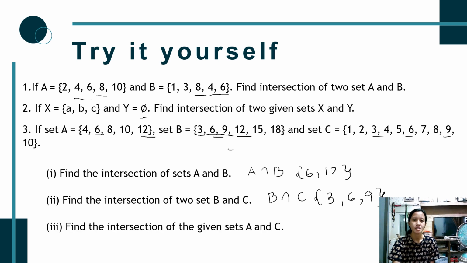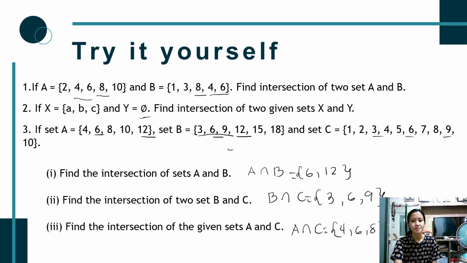The third one, find the intersection of the given sets A and C. So our A here is the multiples of 4, and our C is the counting numbers from 1 to 10. Therefore, the common elements, or the intersection of A and C, is equal to 4, 6, and 8. So do not forget that in denoting the intersection of sets, we will have A intersection B, B intersection C, and then an equal sign, and then you write all the elements in set notation.